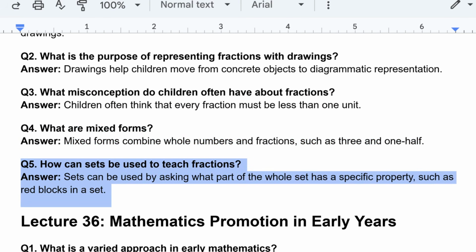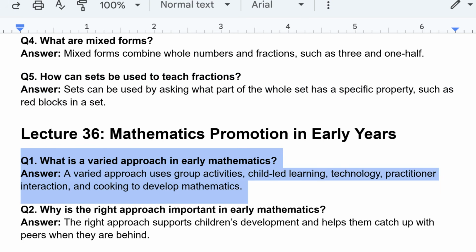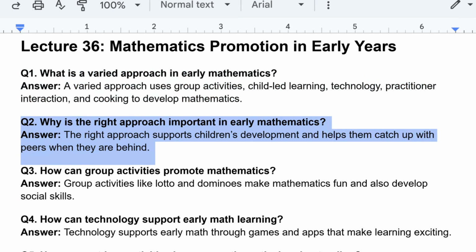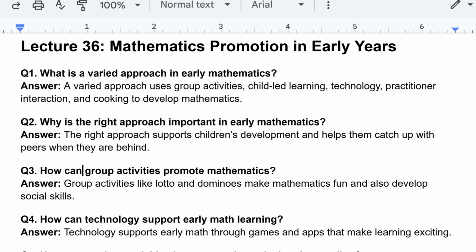How can sets be used to teach fractions? Sets can be used by asking what part of the whole set has a specific property, such as red blocks in a set. What is a varied approach in early mathematics? A varied approach uses group activities, child-led learning, technology, practitioner interaction, and cooking to develop mathematics. Why is the right approach important in early mathematics? The right approach supports children's development and helps them catch up with peers when they are behind.